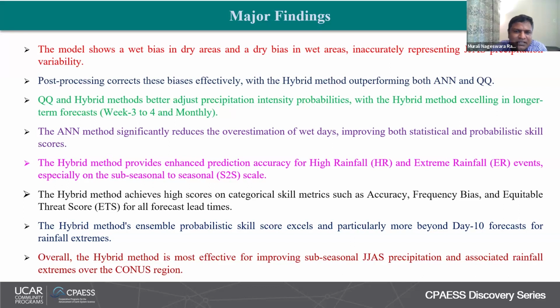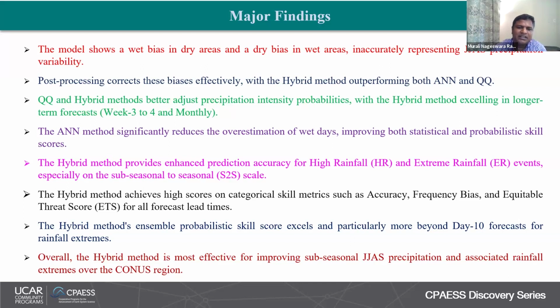The improvement in the hybrid method can particularly be observed for the week 3 to 4 and monthly scale. The NN method significantly reduced the overestimation of the wet days, improving both statistical and probabilistic skill scores, but a large underestimation is there compared to the hybrid method. The hybrid method improved both the probabilistic skill scores and the categorical statistical skill scores for wet days and all others. The hybrid method provides enhanced prediction accuracy for high rainfall and extremely high rainfall events, especially on the subseasonal scale.